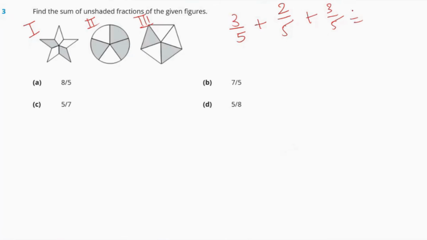Okay, now the total for this will be, let's say 3 plus 2 plus 3 is equal to 8, and the denominator was 5. So the final answer will be 8 upon 5. Okay, that is option A.